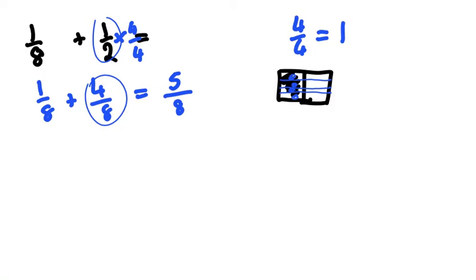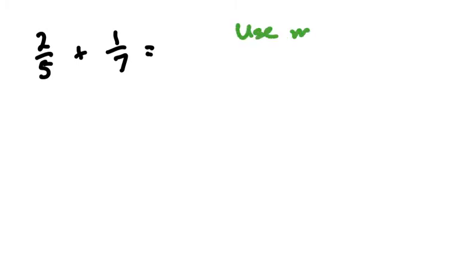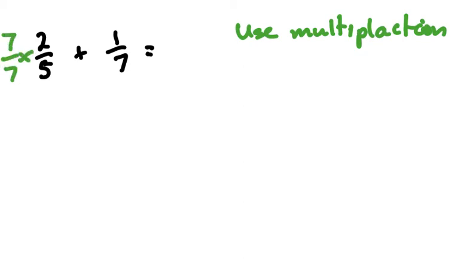So let's go to our next example and have a look. We've got 2/5 plus 1/7. When we add fractions, we actually use multiplication. So we can use multiplication when we add fractions, and that's something that some people don't realize. So I'm going to multiply this one by 7/7. 7/7 is 1. And I'm going to multiply this one by 5/5.